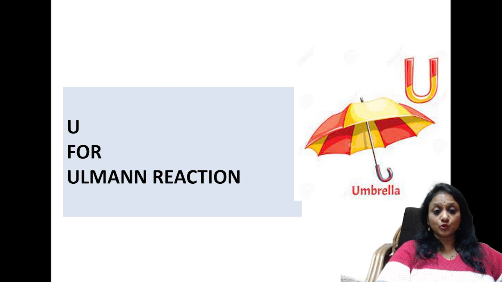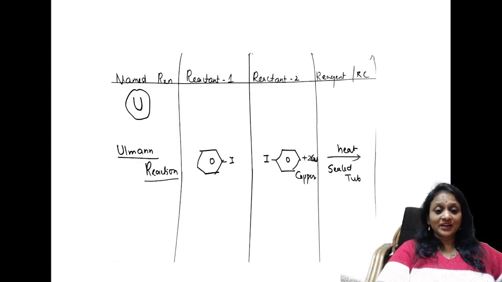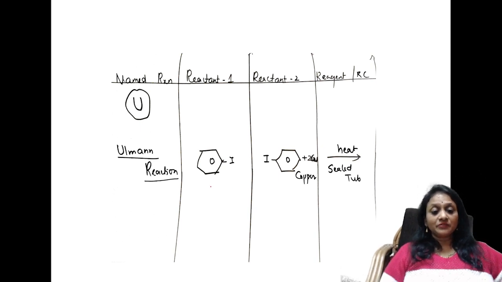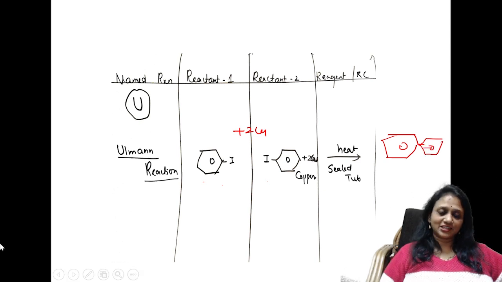U stands for Ullman reaction, and U stands for umbrella also. Right, so Ullman reaction is just like your Sandmeyer's only, but here what are we doing? We are going to take iodoarenes in the presence of copper catalyst. So what will you get, students? You will be getting biphenyls in this case. That's all, no students.